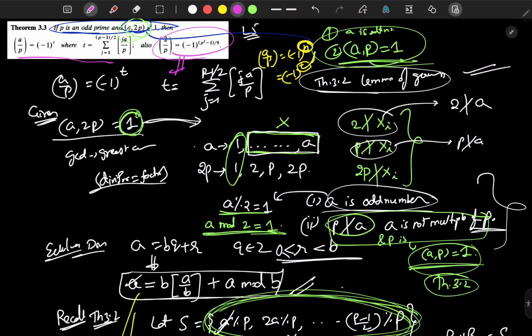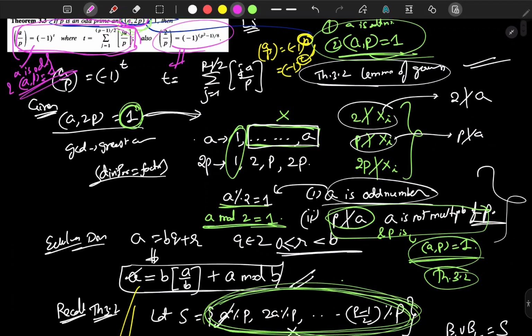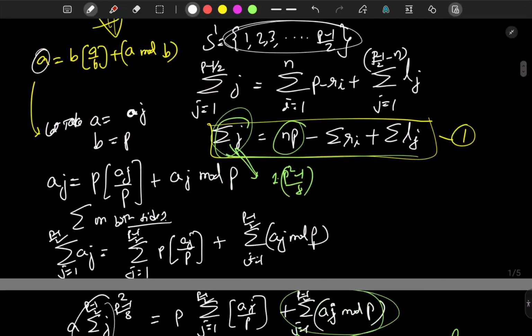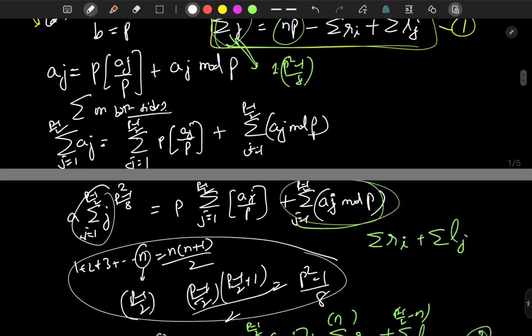See, this formula applies only when it is said that gcd(a, 2p) equals 1. That means a should not be even. Basically this is for a odd and gcd(a, p) equal to 1. Now we will see that. If you remember, you can watch the previous video, or you can continue with this video only.